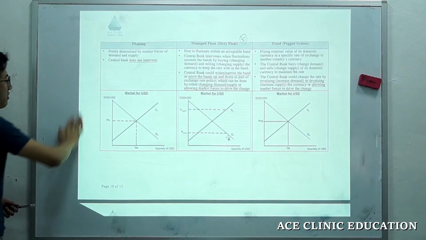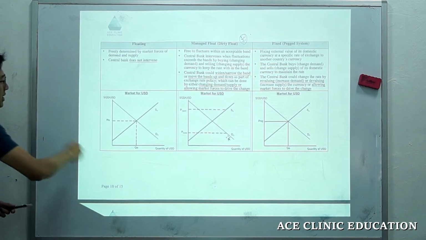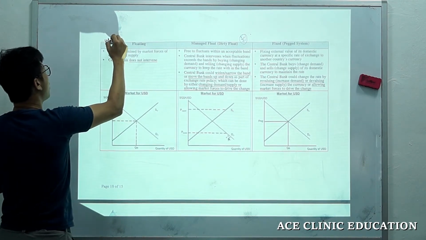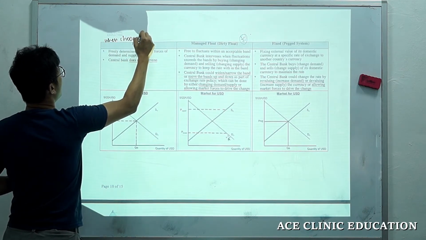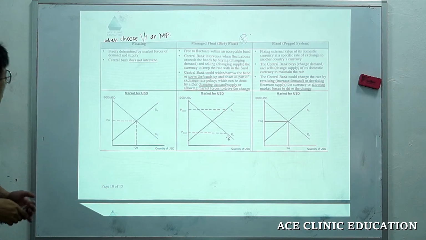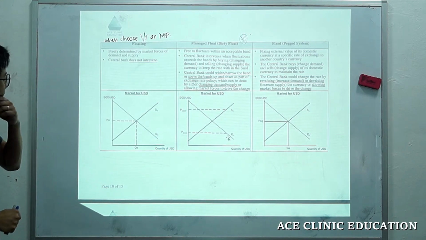Okay? Floating exchange rate system is the easiest, right? This is simply no central bank intervention. So this is what will happen when you choose interest rate as your monetary policy. Okay? Later on, have I talked about this yet?